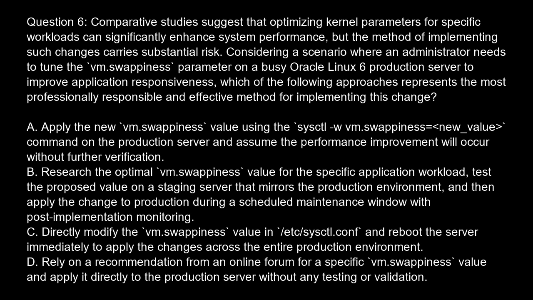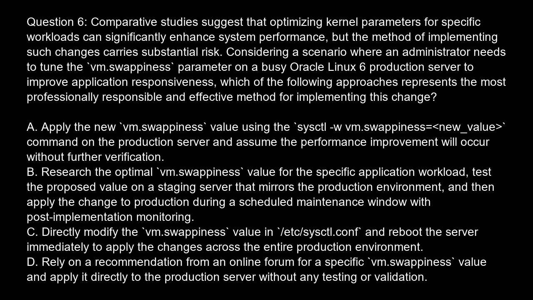Option B. Research the optimal vm.swappiness value for the specific application workload. Test the proposed value on a staging server that mirrors the production environment, and then apply the change to production during a scheduled maintenance window with post-implementation monitoring.